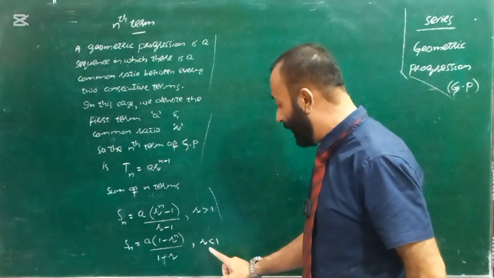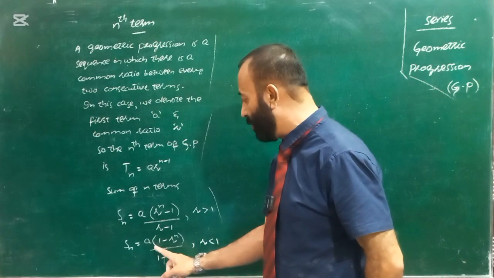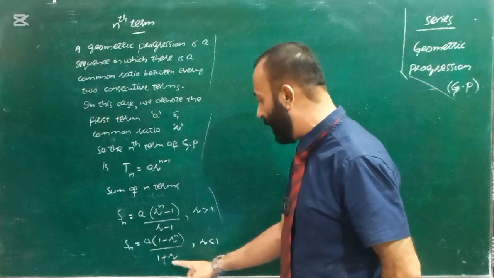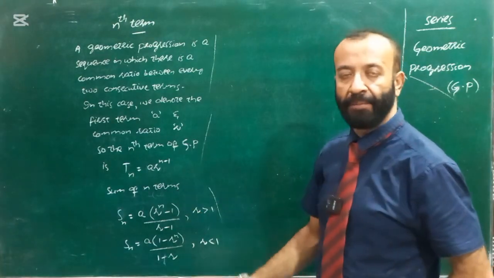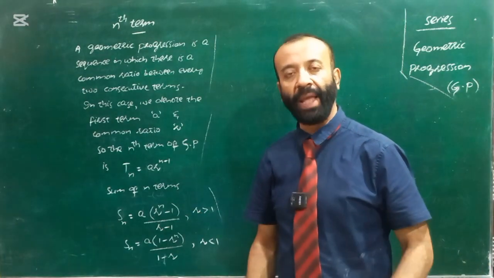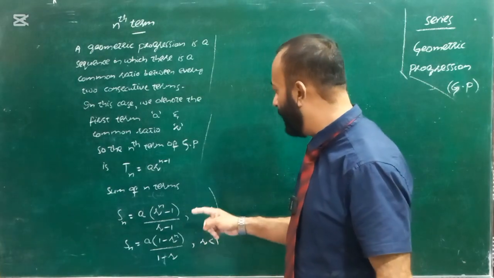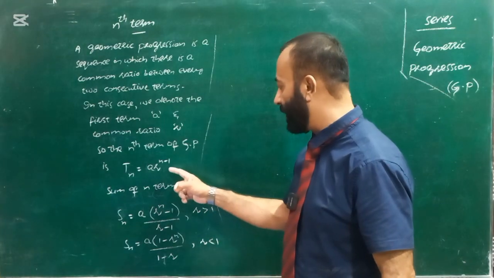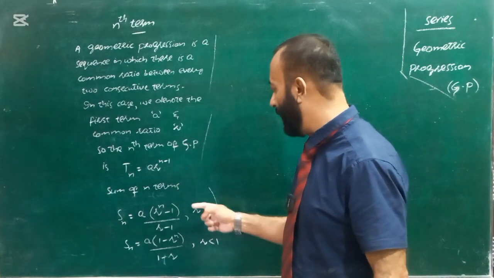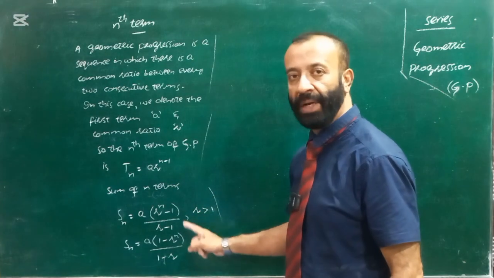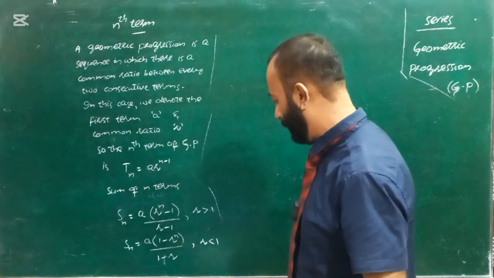And if R is less than 1, the formula will be Sn is equal to A into (1 - R^n) over 1 - R. So these are some concepts which we have to understand first and learn before doing the questions. So first learn these two formulas. Here is the nth term of the geometric progression and here is the sum of the geometric progression. So first learn these formulas.